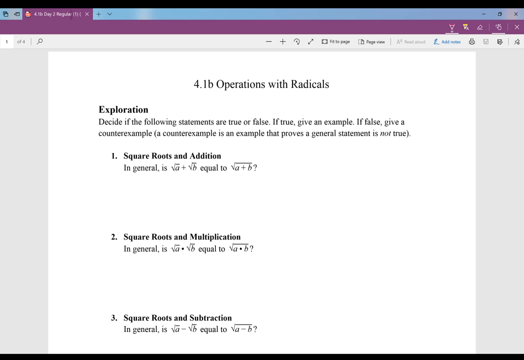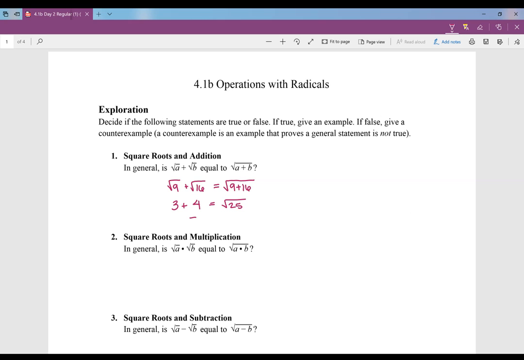So I'm going to do the first one. So in general, is the square root of a plus the square root of b equal to the square root of a plus b? So we can just do an example to find out. So let's say we do the square root of 9 plus the square root of 16. Okay, and so we want to find out if that's the same as if we add them under the square root. So the square root of 9 is 3. The square root of 16 is 4. 9 plus 16 is 25.